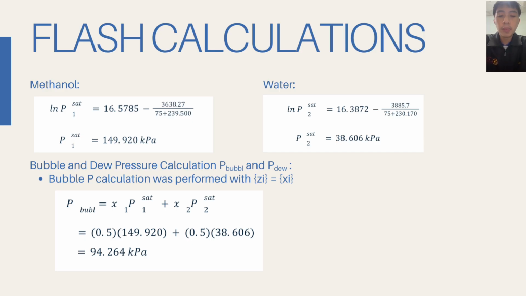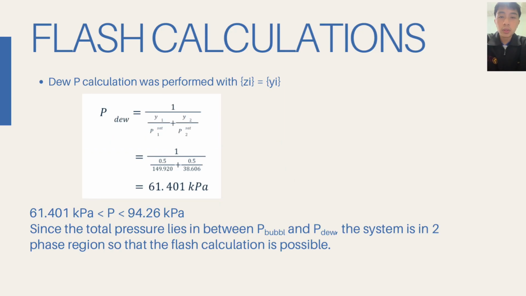Next, we need to find P bubble and P dew to make sure our pressure is between P dew and P bubble. To find P bubble, we use the formula x1 P1 sat plus x2 P2 sat, where x is the mole fraction for liquid. For the calculation of P dew, we use the formula 1 over y1 over P1 sat plus y2 over P2 sat.